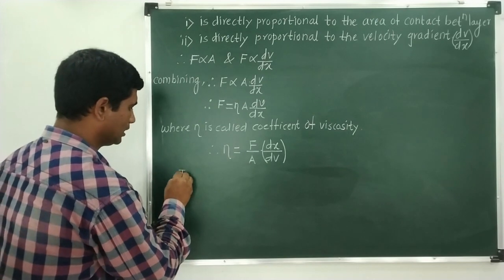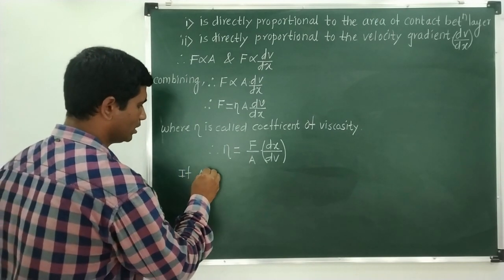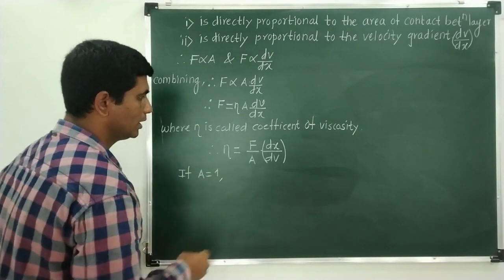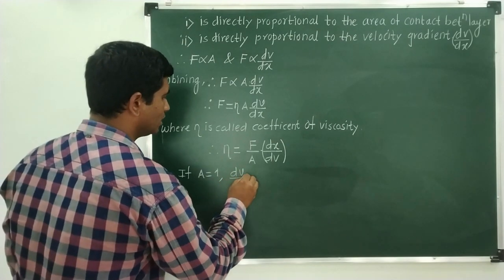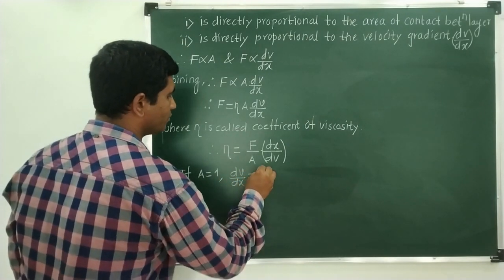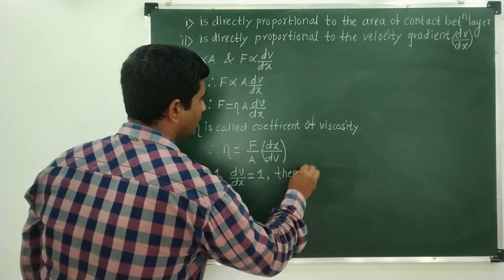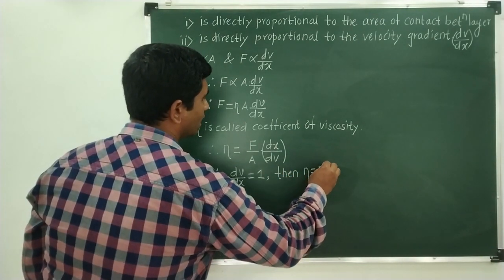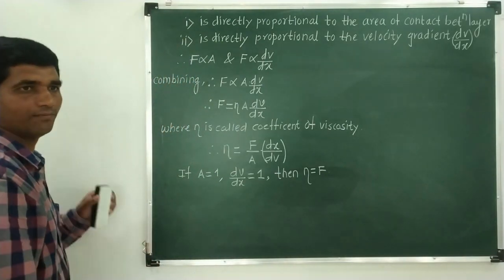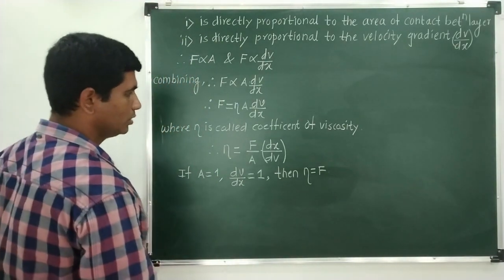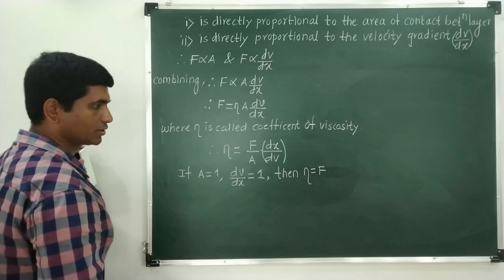If I substitute A equal to 1 and dV by dx equal to 1 in this equation, then I get eta equal to F. From this, I can define the coefficient of viscosity.